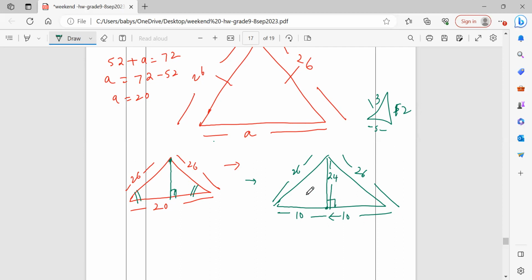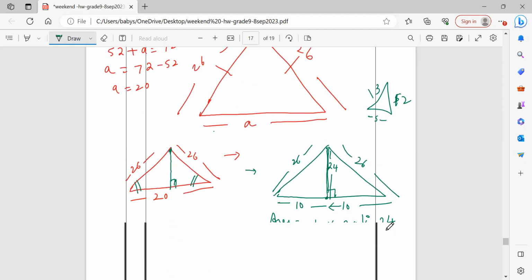So now for the complete isosceles triangle, what is the area? Half into base. Base is 20 into height. Whatever is taken perpendicular to the base, that length becomes the height, isn't it? In this case, 24 is the height. Half into 24 into height. So 2 ones are 2, 2 tens are 240. It will be 240 centimeters square.